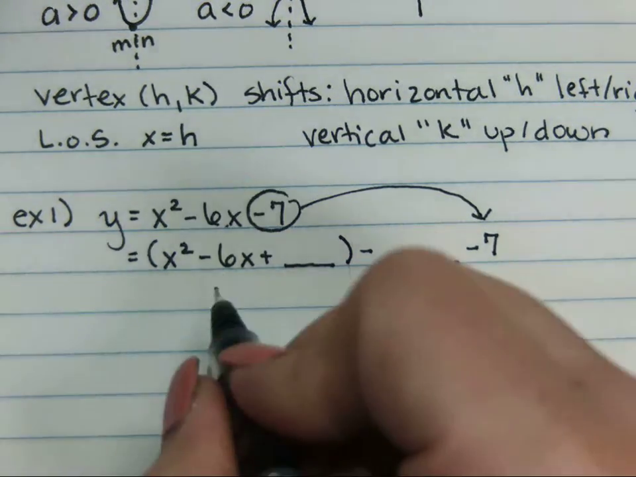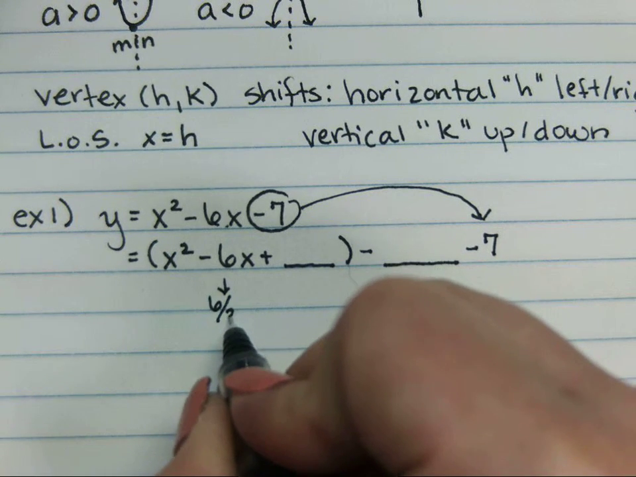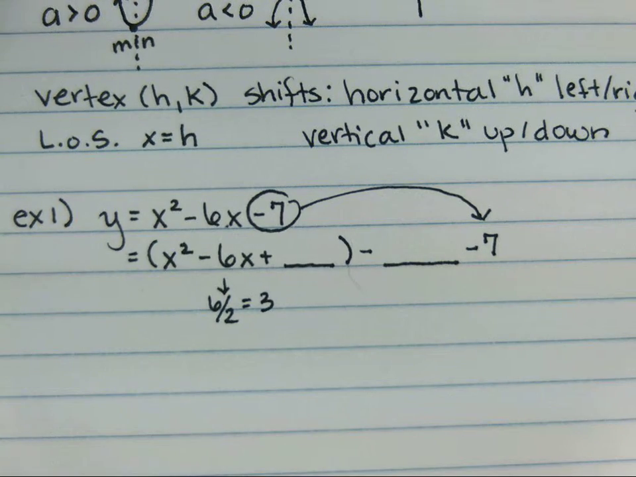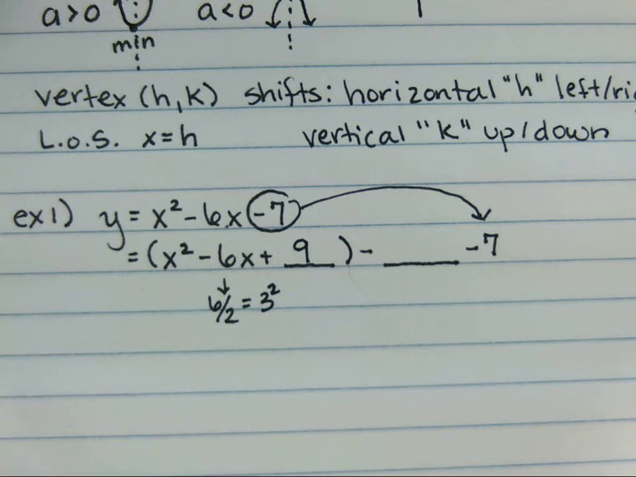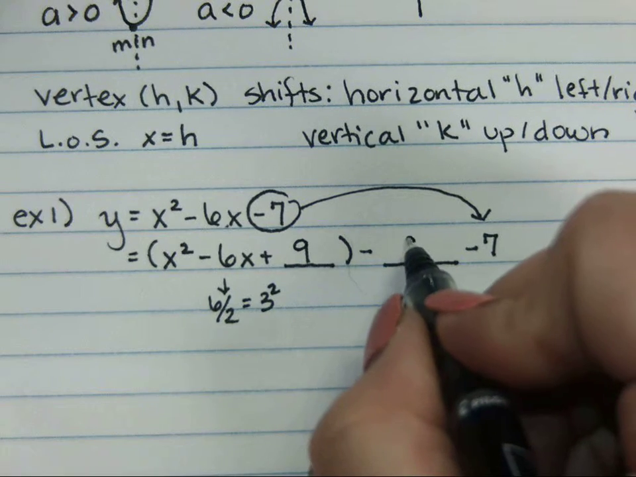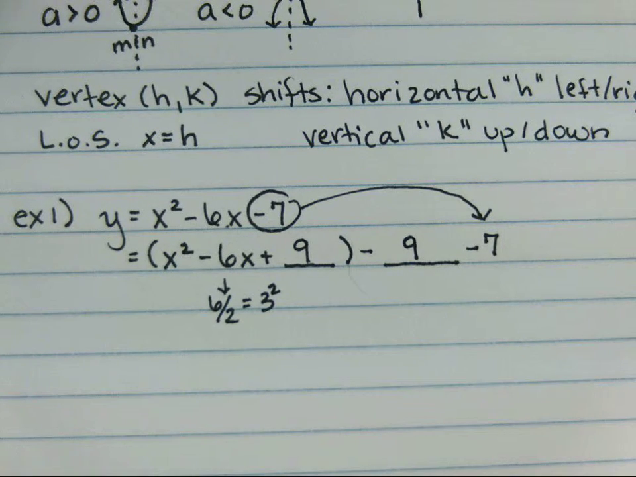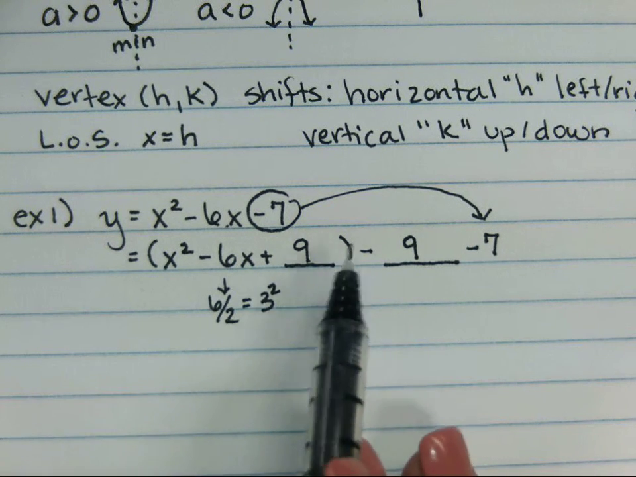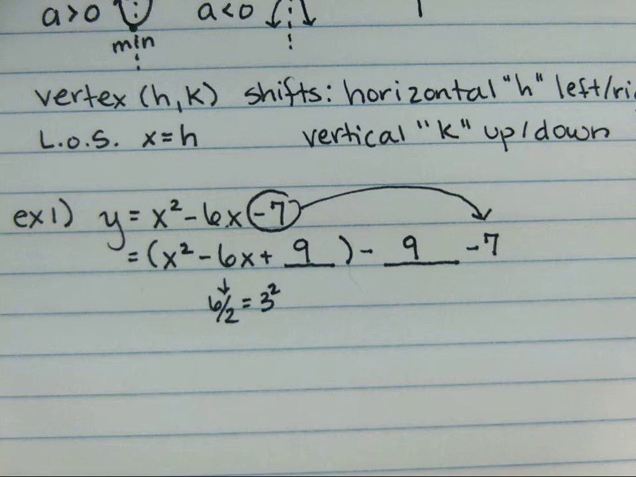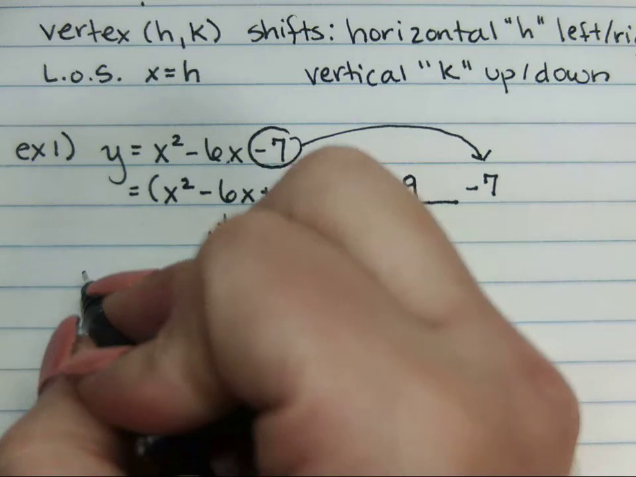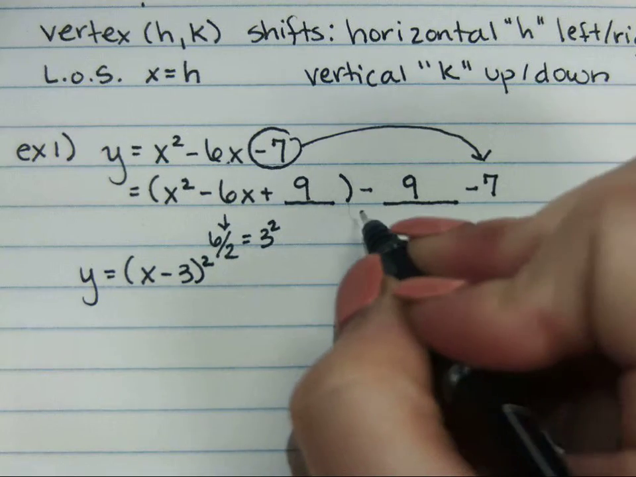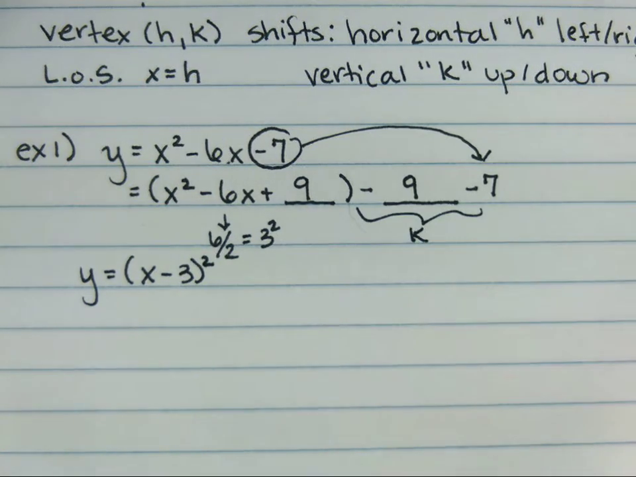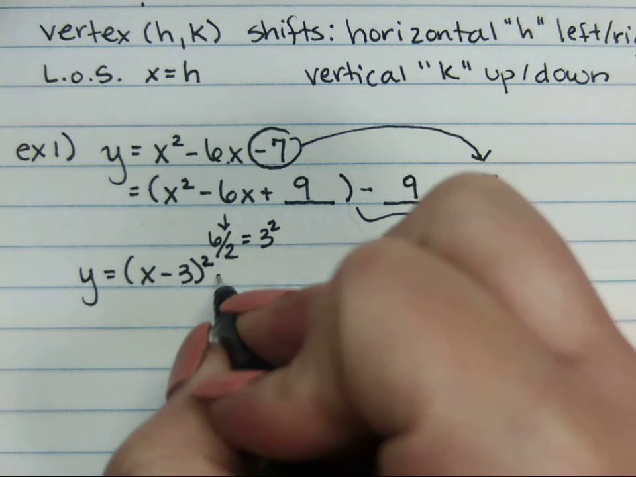So if I take this number and cut it in half, and then square it, that's what I'm going to have to add to create the binomial square. So that's what I also have to subtract to keep my equation balanced. You can see if I'm adding and subtracting the same thing, they cancel each other out. But now I can actually write this as (x minus 3) quantity squared. And these two are going to add together to be a k value. And so I'm going to get minus 16.